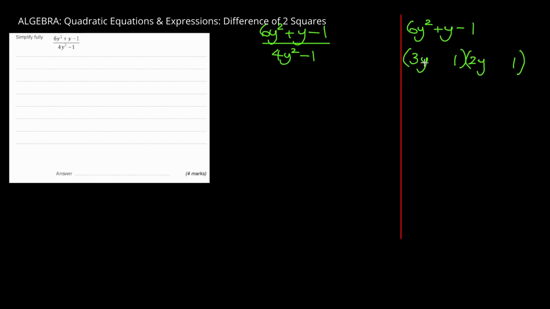Now, we've got to work out how to generate a positive y. One of these signs must be negative to generate the negative one from this multiplication. We need this multiplication to be positive and this multiplication to be negative. And the way we can do that is to make this negative and this positive. Does it work out? This is negative 2y, this is positive 3y, and yes, it generates a single y. So we've factorized our top expression.